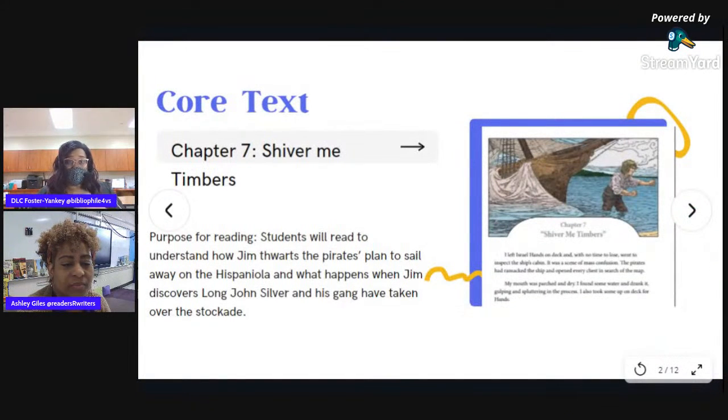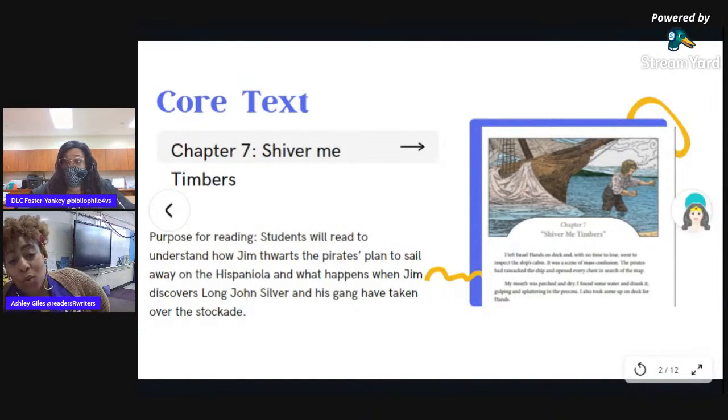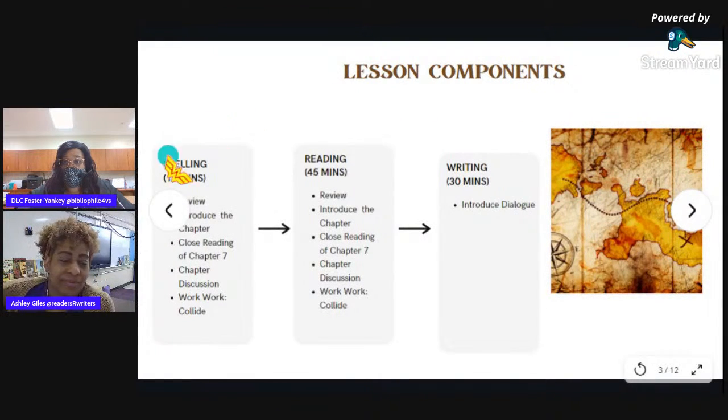All right, so our core text is Chapter 7, Shiver Me Timbers. Students are reading Chapter 7 to understand how Jim thwarts the pirates' plan to sail away on the Hispaniola, and what happens when Jim discovers Long John Silver and his gang have taken over the stockade. Whoa, taking over. Exciting.